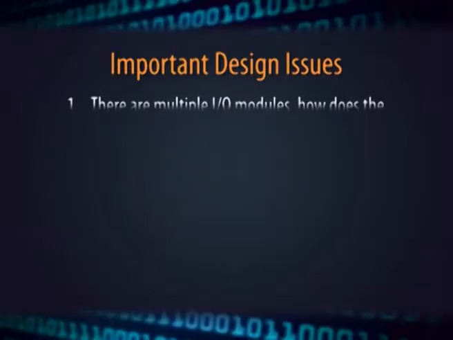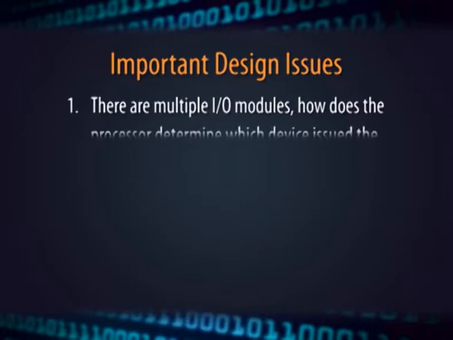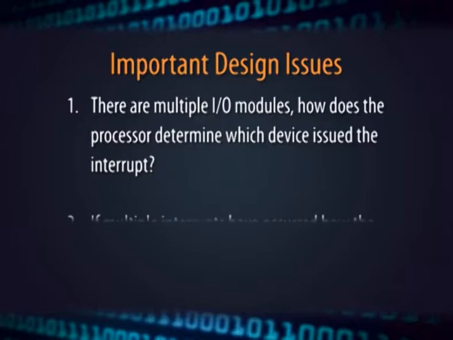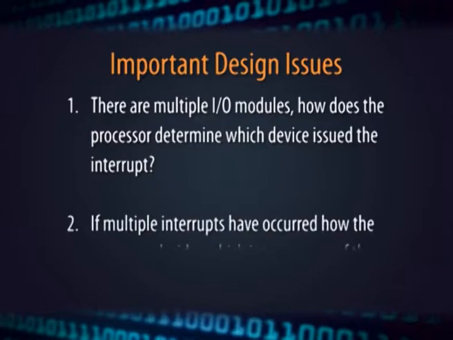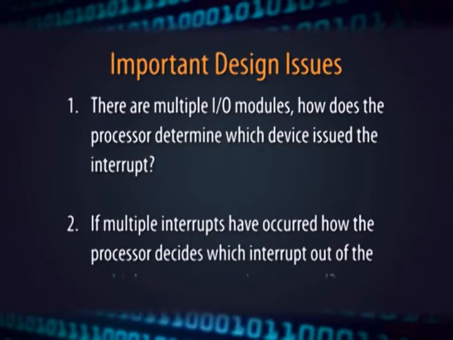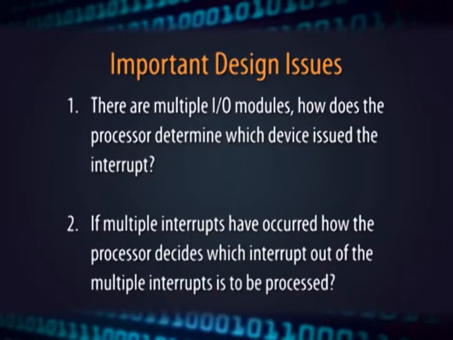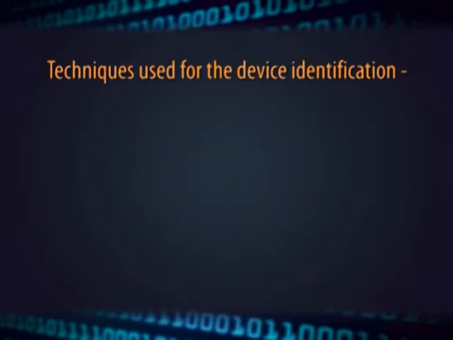So, the important design issues can be summarized as 1. There are multiple I/O modules. How does the processor determine which device issued the interrupt? Second, if the multiple interrupts have occurred, how the processor decides which interrupt out of the multiple interrupts is to be processed. There are 4 common techniques which are used for the device identification.